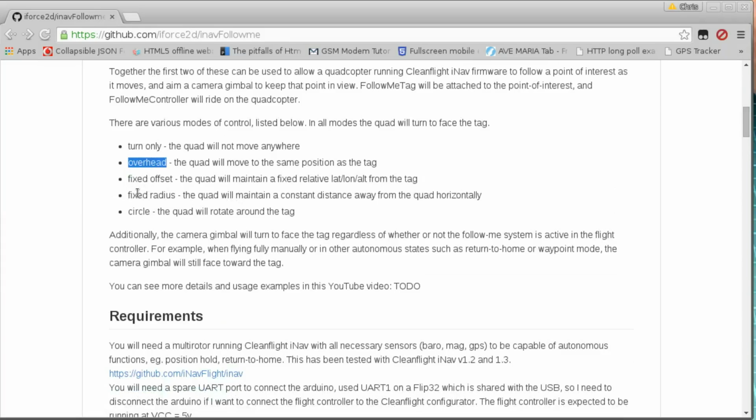Fixed offset will maintain a fixed relative lat long and altitude. So basically it's like if you're holding the quad out on a selfie stick, and then you could just fix that selfie stick in space so that it just held itself and it didn't rotate around anywhere. That's what that one will be. Fixed radius is the quad will maintain a constant distance away from the tag, horizontally. That's not right, is it? From the tag, that should say. So I think I might just make a little example in Box 2D to show you what I mean by this. It's probably the best way to demonstrate it.